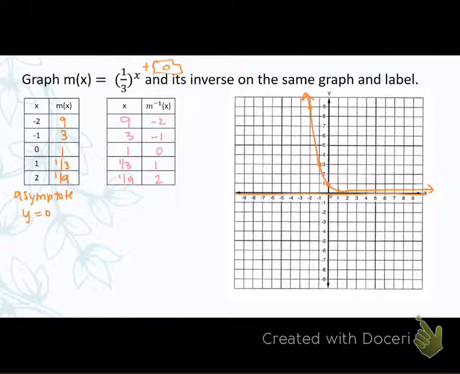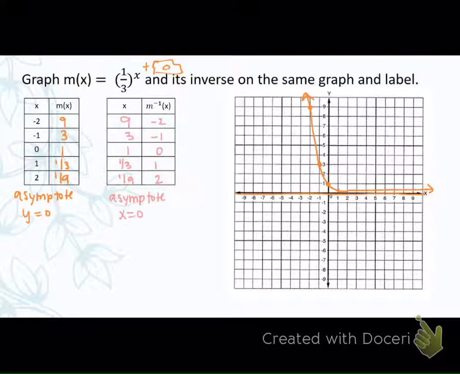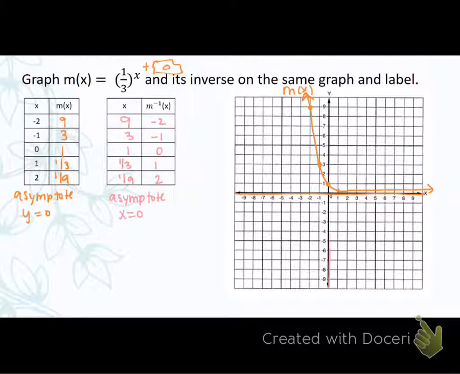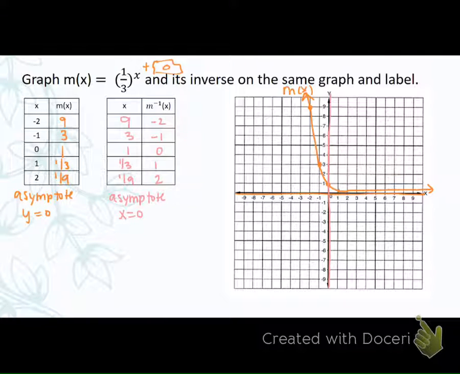Okay. And what would my equation for my asymptote be for the inverse? What would the equation be, Jordan? X equals 0. We just change out that y equals for an x equals. So I graph my asymptote after I've labeled this graph that I never labeled. So make sure you label your graph m of x, and then we're going to graph our other one. My asymptote is the vertical line that I'm not drawing very straight. So that's the asymptote there, and then you're going to plot your points.